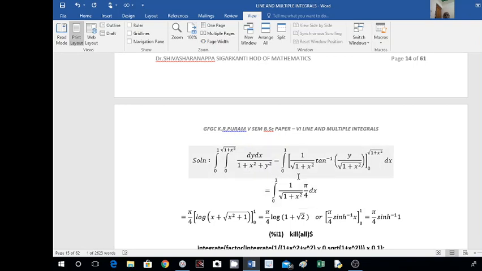1 by a. What is a here? A is root of 1 plus x square, into tan inverse of y by a. A is root of 1 plus x square. That is, here we have to write this term. I have to write as root of 1 plus x square whole square.